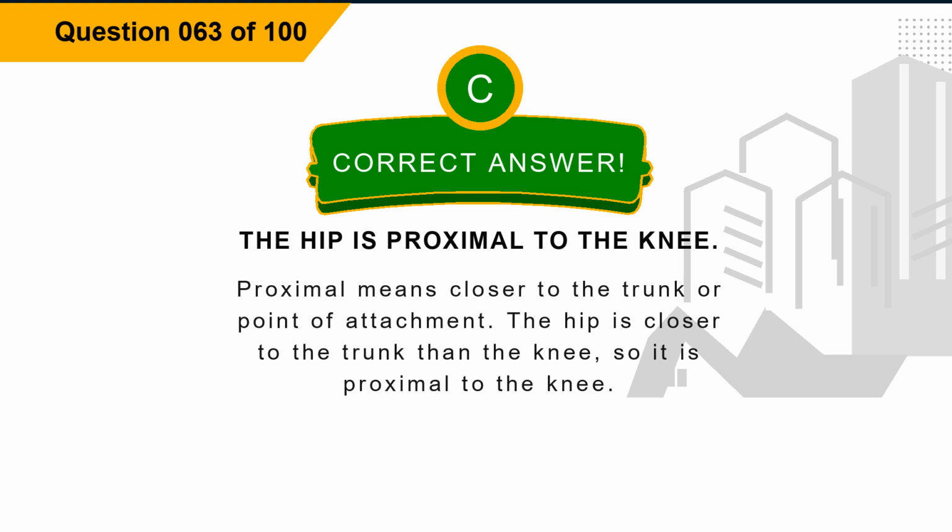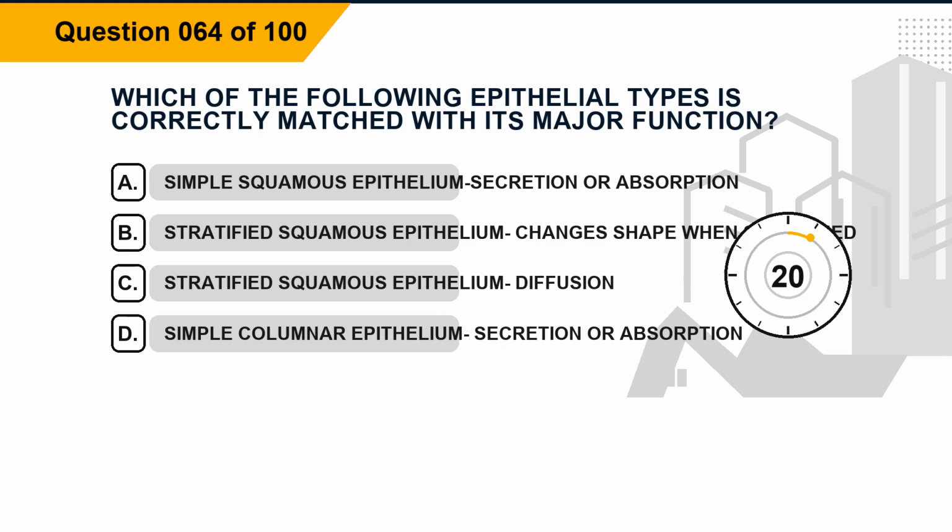The hip is closer to the trunk than the knee, so it is proximal to the knee. Question 64. Which of the following epithelial types is correctly matched with its major function?